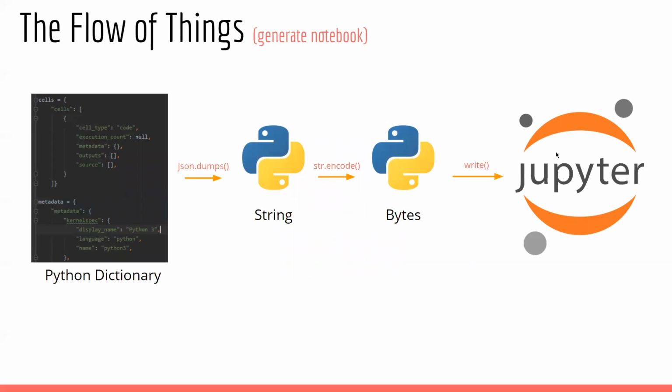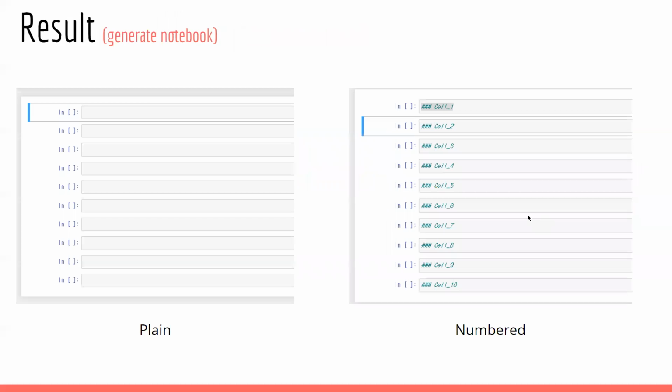So this is the flow. Suppose we have a complete dictionary ready to be notebooked. This dictionary is changed into a string by the JSON dumps method to ensure that the string has only double quotes. Then it is encoded into bytes to be written to a file. These are the results of generating multiple cell notebooks and multiple numbered cell notebooks.